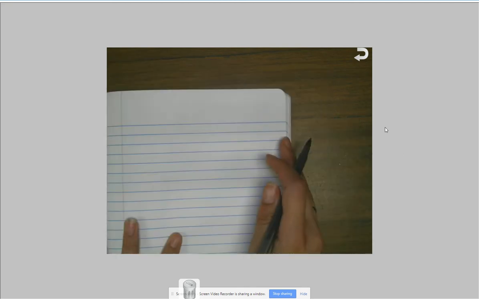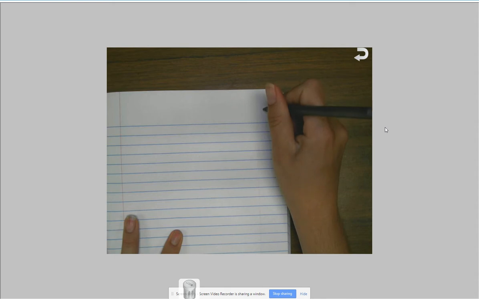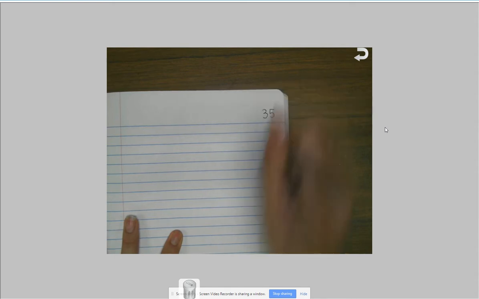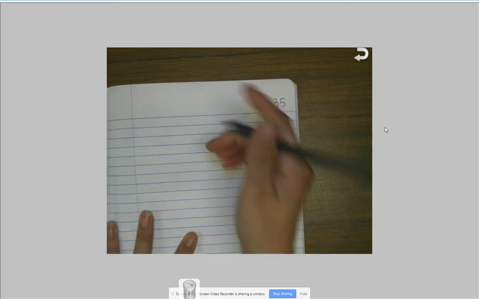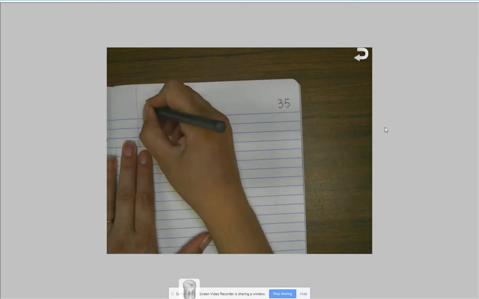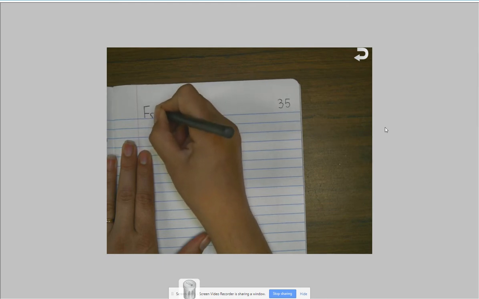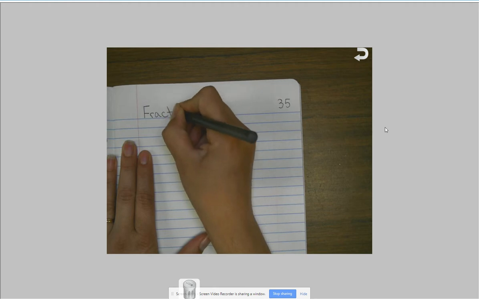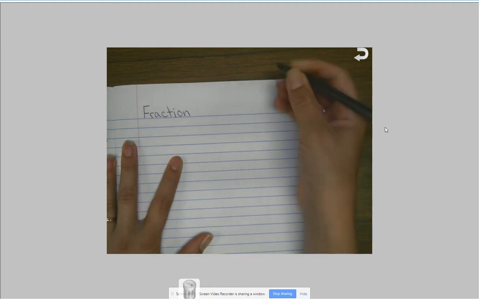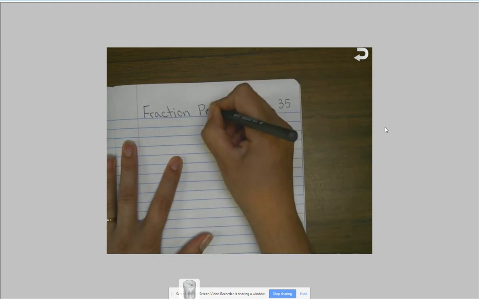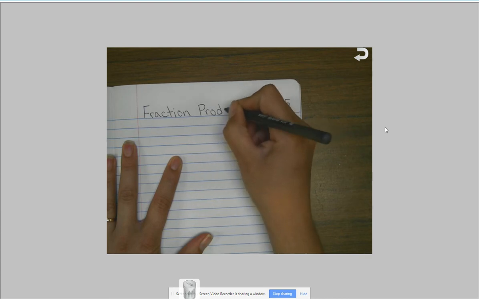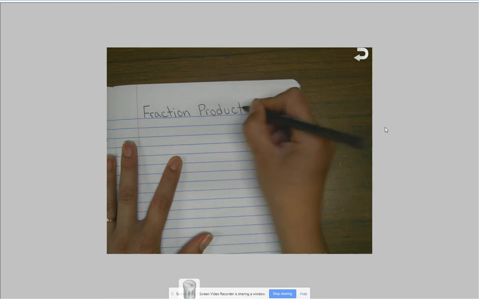Okay, this is going to be page 35 in your math journal. So make sure that you put 35 on the page. Okay, we're going to title this one Fraction Products. If we're talking about products, that means today we're going to be talking about multiplication.